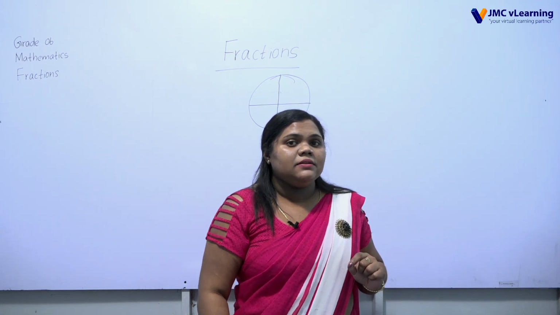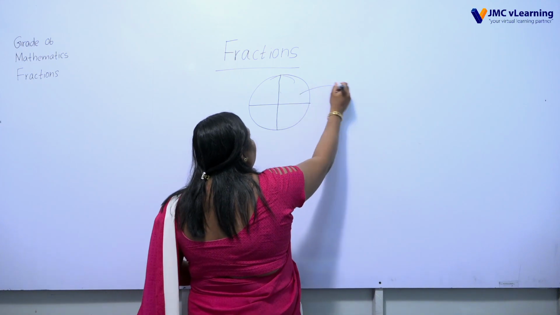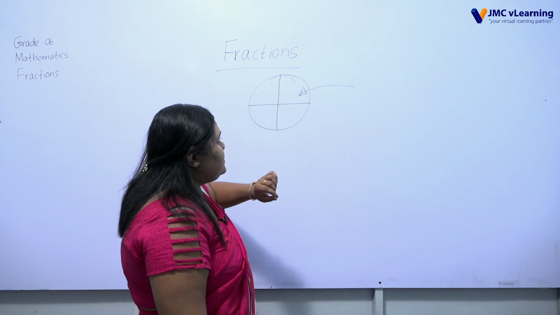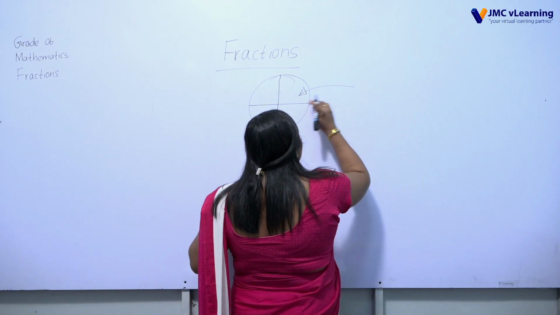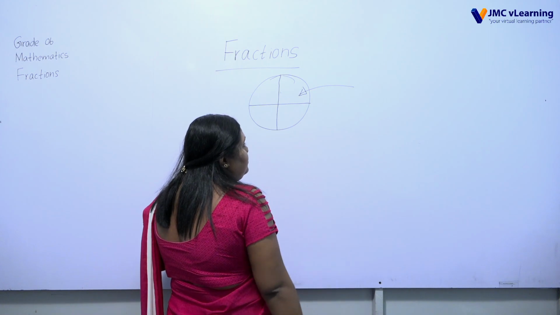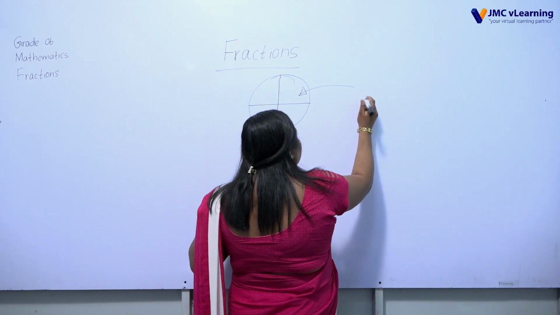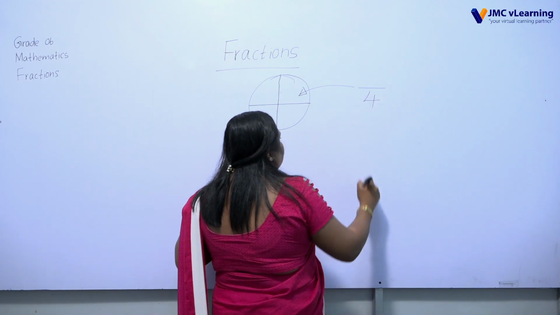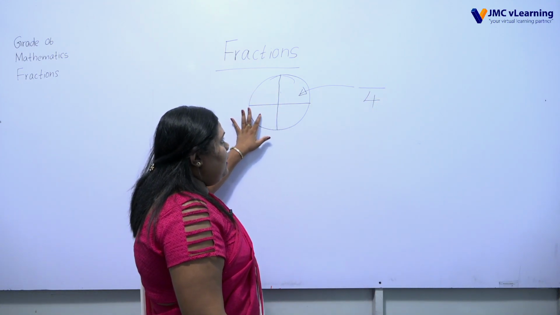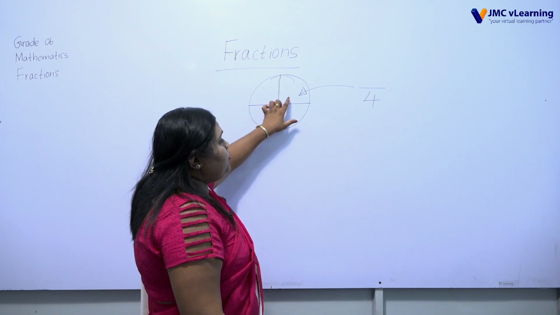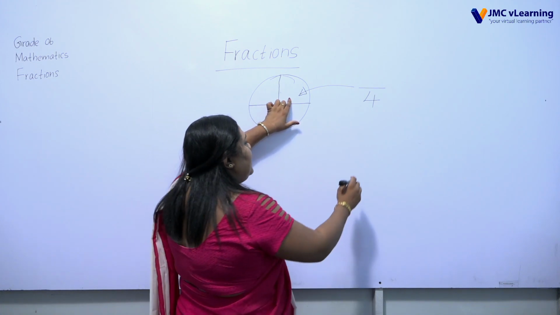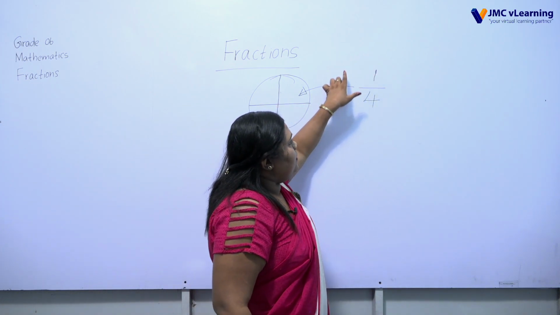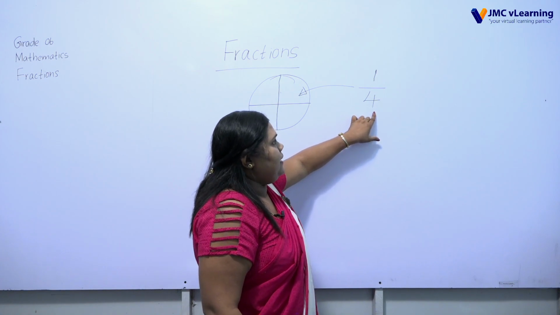If you take your part, now you are taking your part. How can we express it? There was a whole one, and we divided that whole one into 4 parts. How many parts are there? 4. Altogether there are 4 equal parts, and you took 1 part. So this is the part that you have taken from the cake.